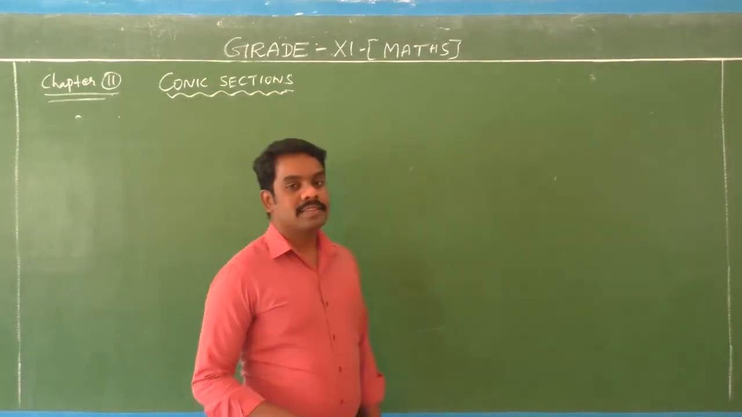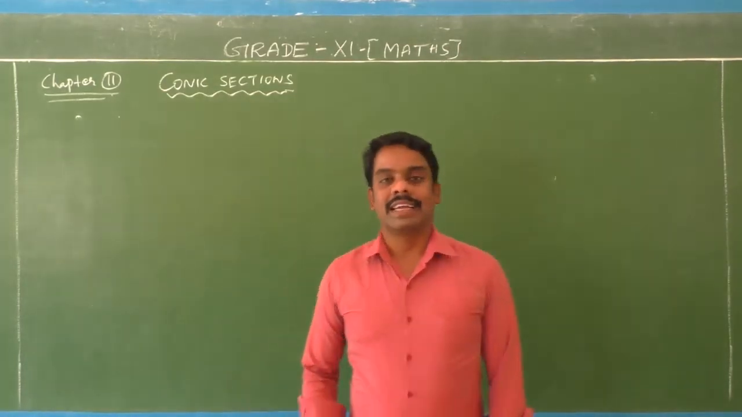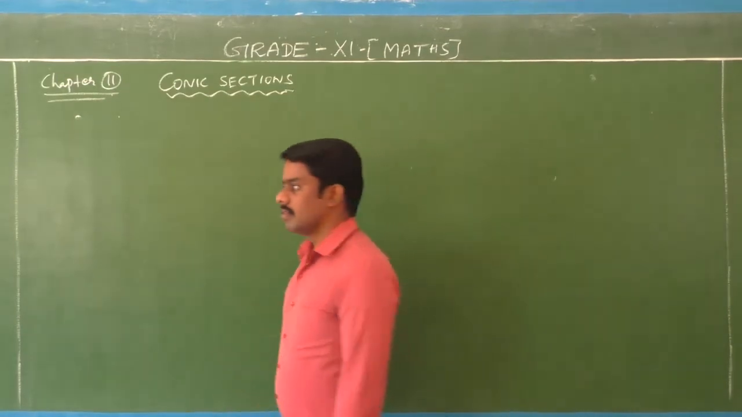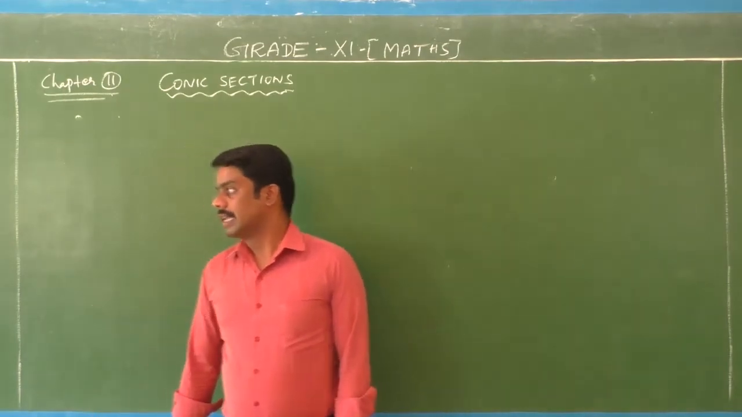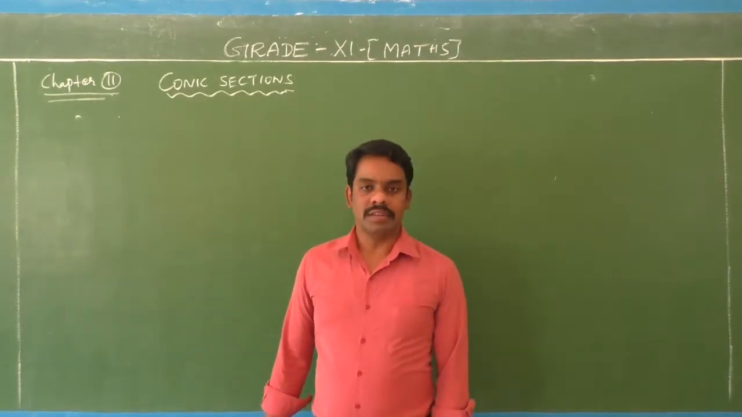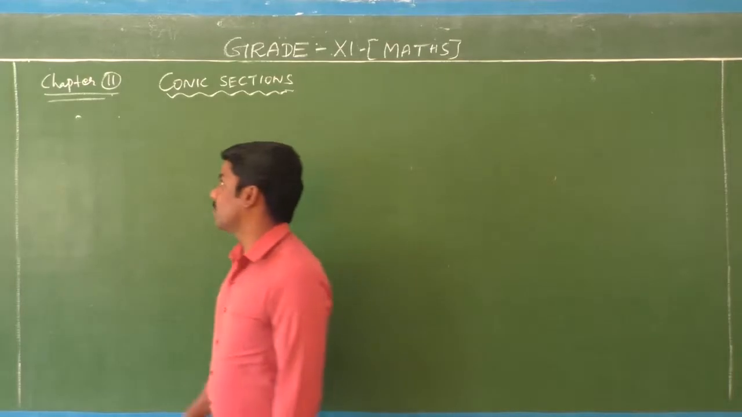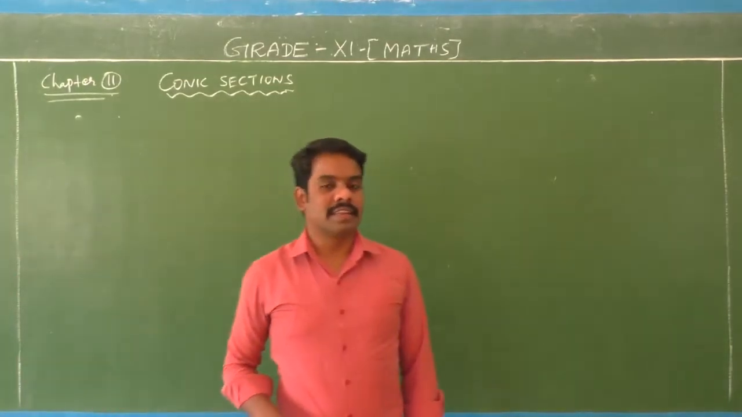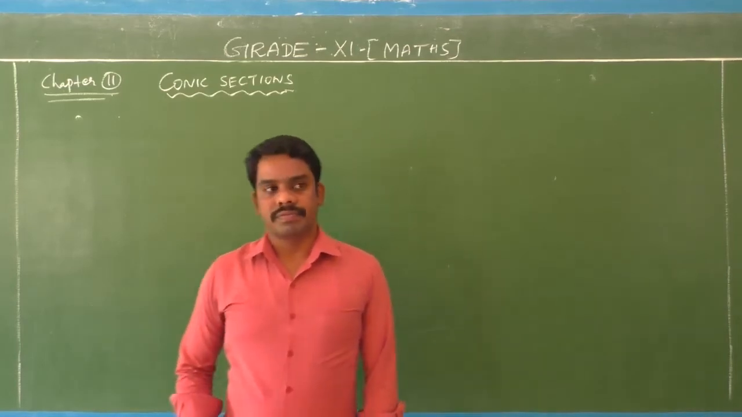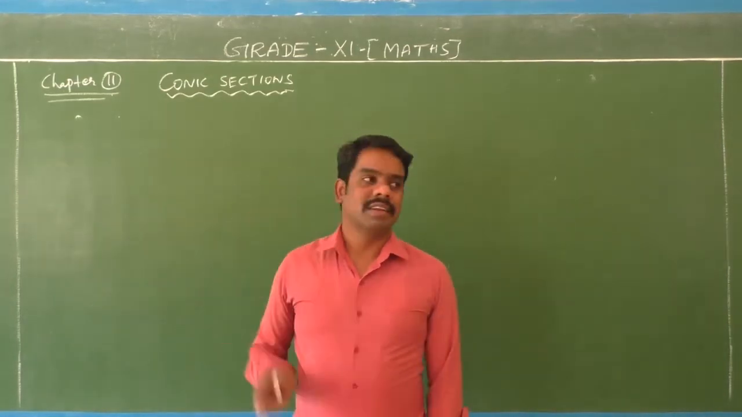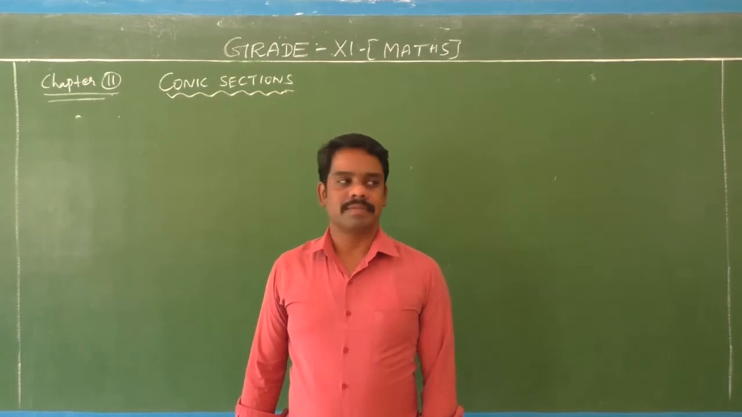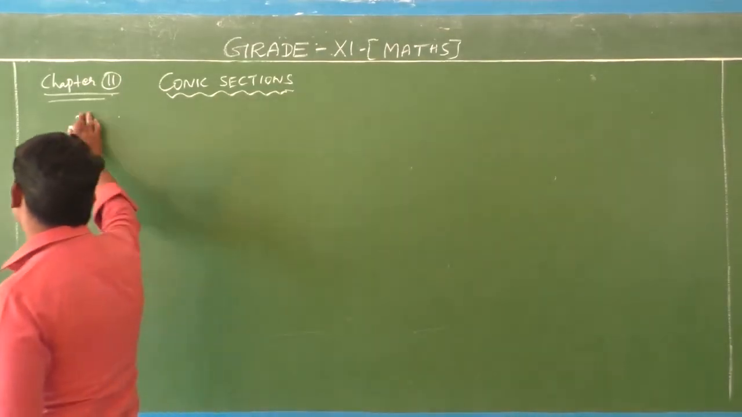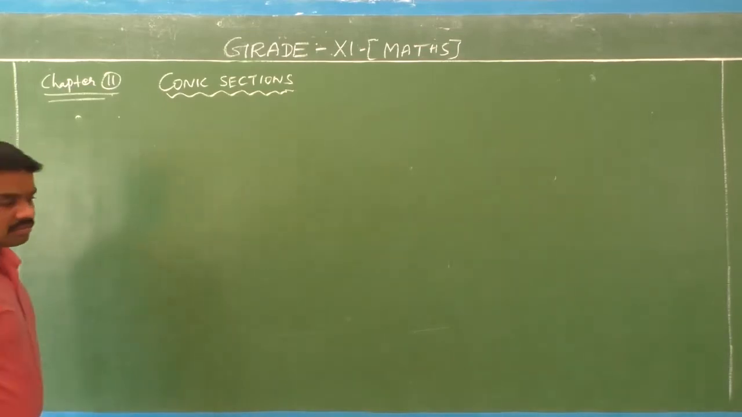Grade 11 Mathematics. Today, our new chapter number 11. Already chapter number 10, statements, is completed. Today, new chapter number 11, conic sections. This topic is very important in civil oriented subjects. It is a geometrical subject. A conic section. What is meant by conic?